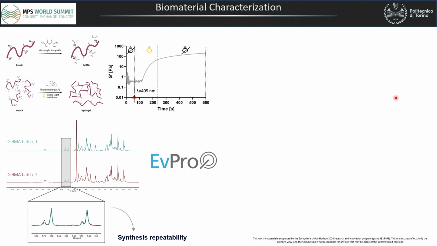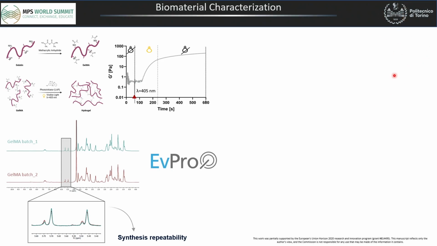The gelatin methacrylate solution was prepared at 5% weight/volume concentration with a very low amount of photoinitiator. And then the hydrogel was characterized in terms of photorheology and NMR spectroscopy. In particular, the synthesis repeatability was demonstrated by comparing the spectra of two different batches.